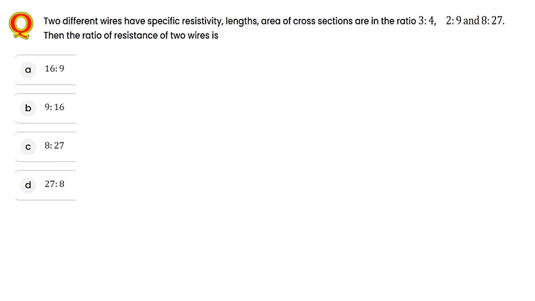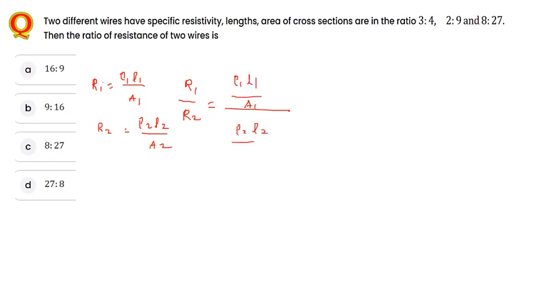Already in the previous section we have seen R is proportional to L by A, so R is equal to rho L by A. Rho is called the proportionality constant, or we mention this as resistivity. From this, R1 is equal to rho 1 L1 divided by A1. Similarly, R2 is equal to rho 2 L2 divided by A2. In this question, what they are asking is R1 divided by R2. So you substitute the values: rho 1 L1 divided by A1, similarly rho 2 L2 divided by A2.